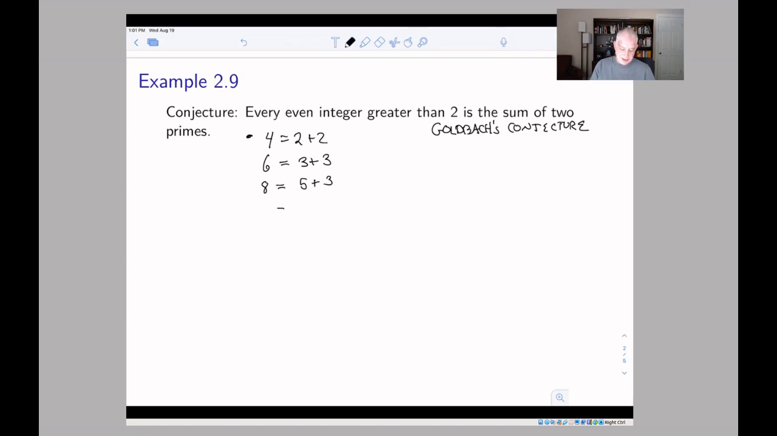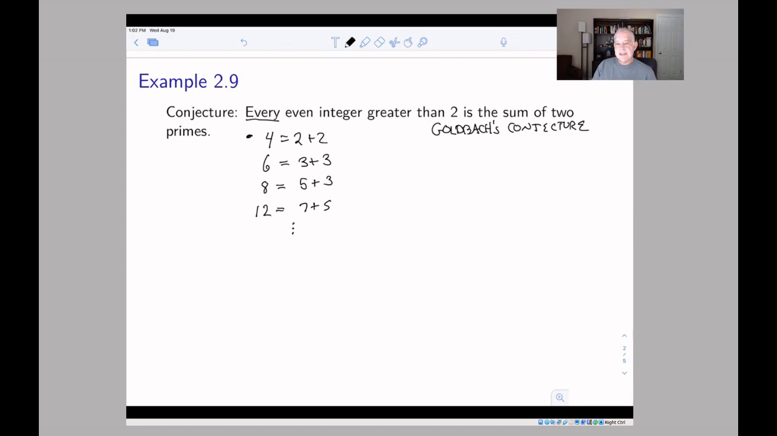I had a moment of panic there, but you understand. I'll leave it in the video so you can enjoy this. 12 is even, so 12 is supposed to be the sum of two primes, so I think it's 7 plus 5, and so on. And Goldbach conjectured, meaning he guessed, based on this evidence, that this is always true. I think everybody believes this, but it's still not known for certain.